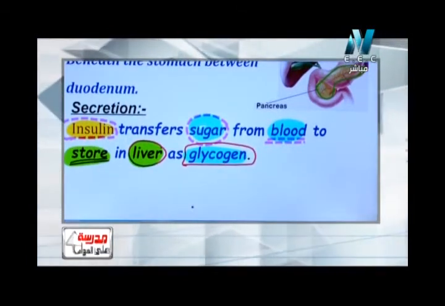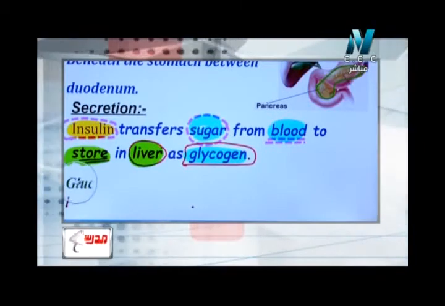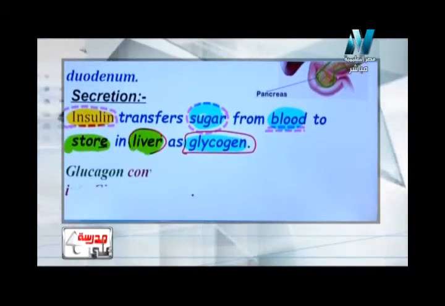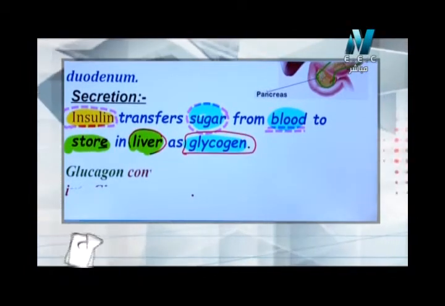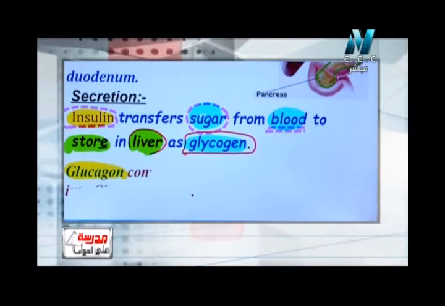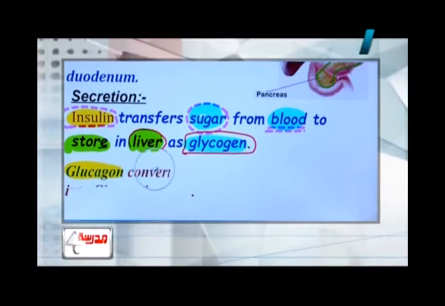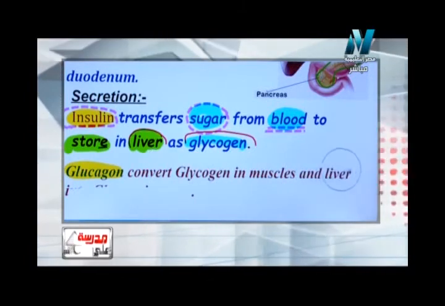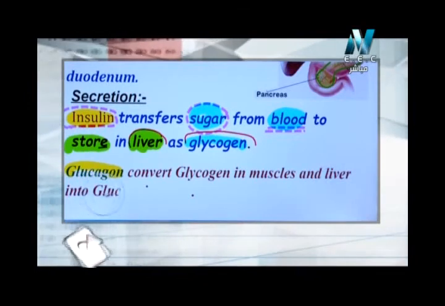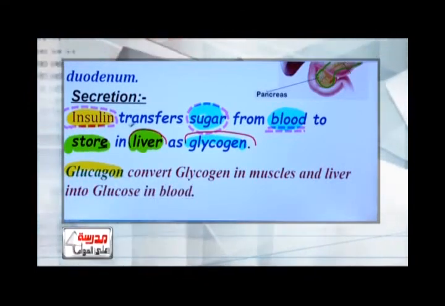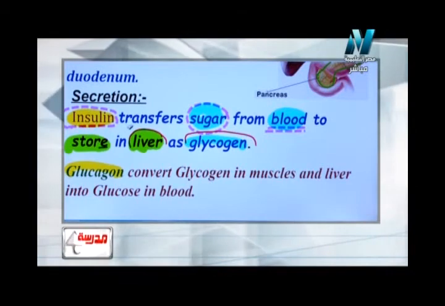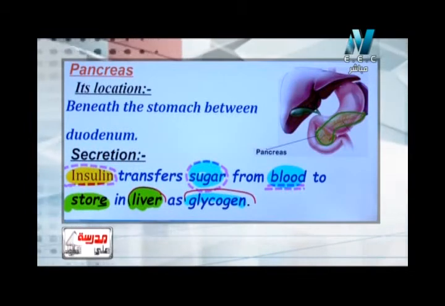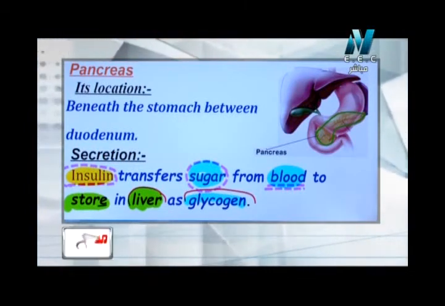Okay. As we have here at the same time glucagon هرمون، عندنا هرمون عكسي برضو من البنكرياس. So here we have what؟ Glucagon hormone. This hormone بيعمل ايه بقى؟ بيعمل convert glycogen in muscles and liver، يرجعه تاني into glucose in blood. يبقى يا مستر نخلي بالنا ان البنكرياس is double functional gland.